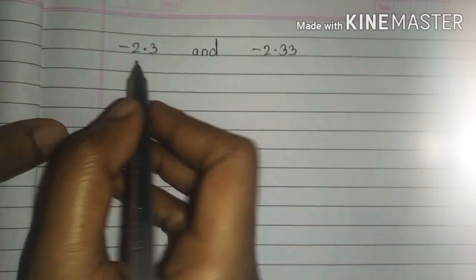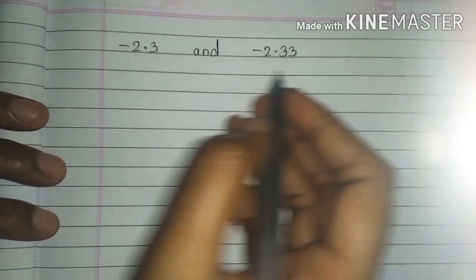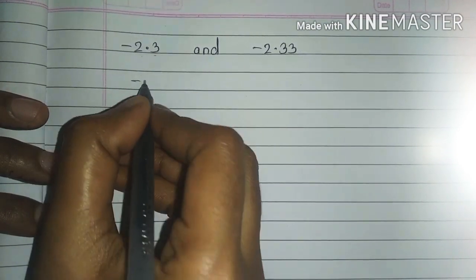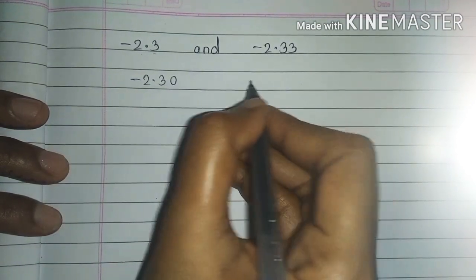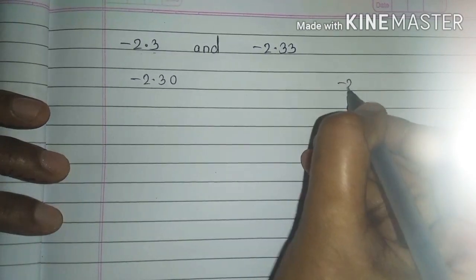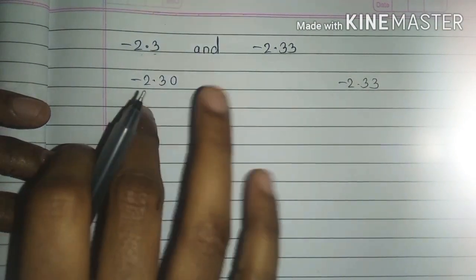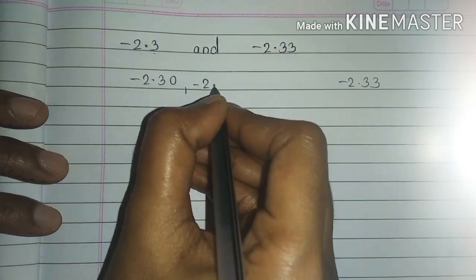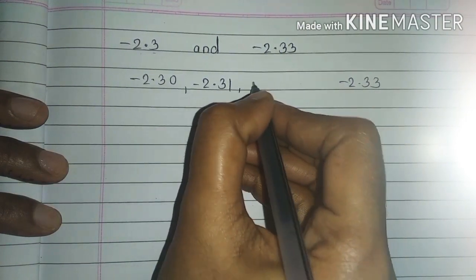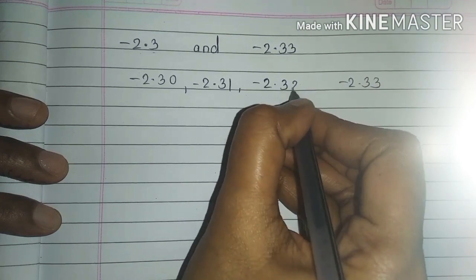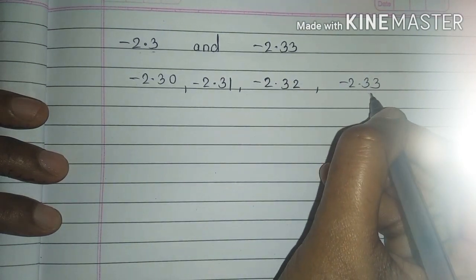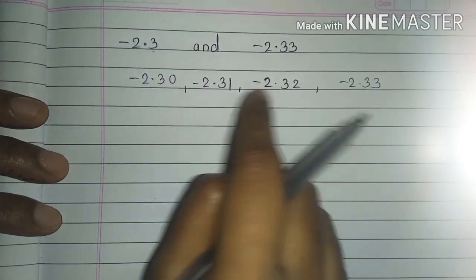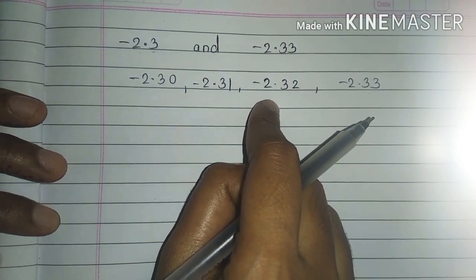Okay, now between this minus 2.3 and minus 2.33, first of all make it a two-digit number. This will become minus 2.30 and this will be minus 2.33. Between these two numbers we will have minus 2.31, minus 2.32, and after that minus 2.33. So between these two numbers we have only two numbers, but we want three numbers.